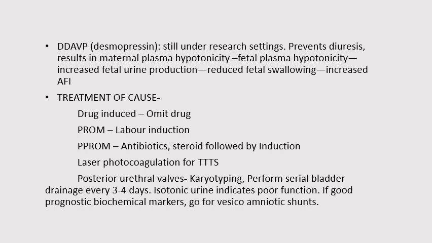If we diagnose the fetus as having posterior urethral valves, we go for karyotyping, perform serial bladder drainage every 3 to 4 days. Isotonic urine, if present, indicates poor function. If there is evidence of good prognostic biochemical markers, we may go for vesicoamniotic shunts.